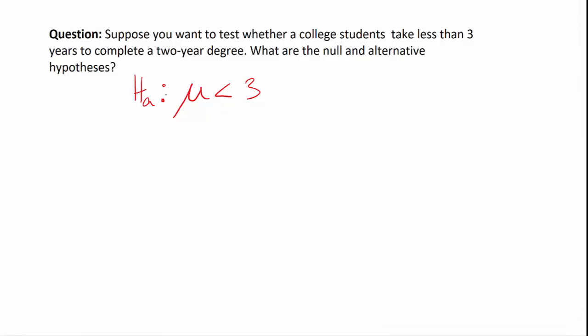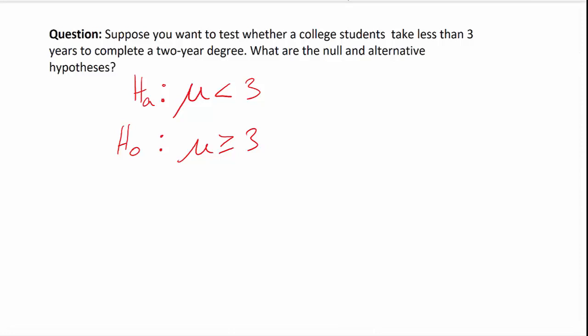Well, keep in mind, whenever you test hypotheses, there's two things that can happen. Either the mean amount of time to complete the degree will be less than 3 years, or think about it, what's the other thing that can happen? Well, the other thing that can happen is it could take them greater than or equal to 3 years to complete the degree. So in this case, the H null will be mu is greater than or equal to 3. So only one of your hypotheses will include an equals to sign.